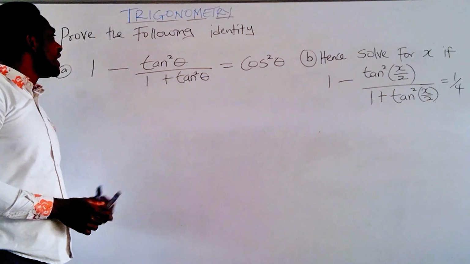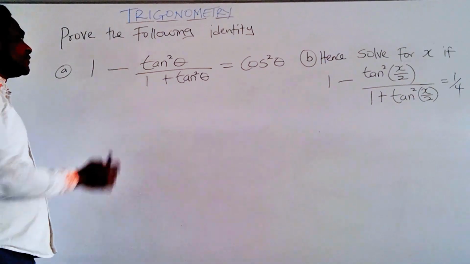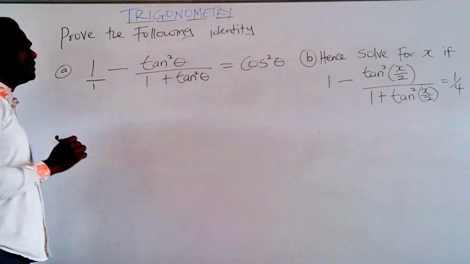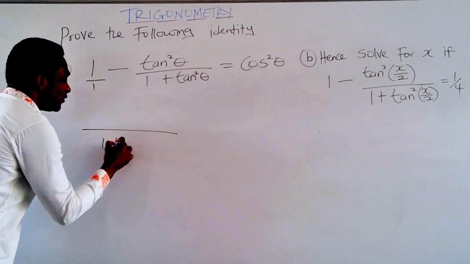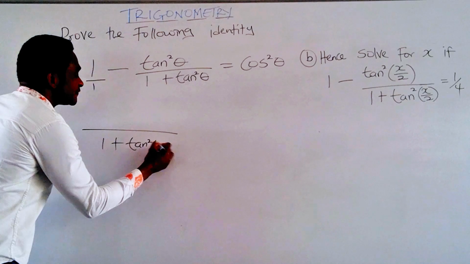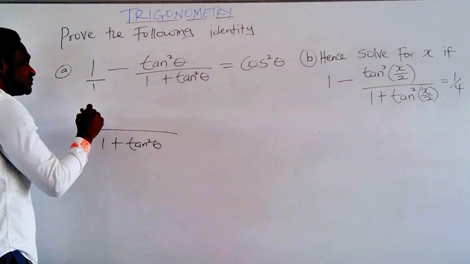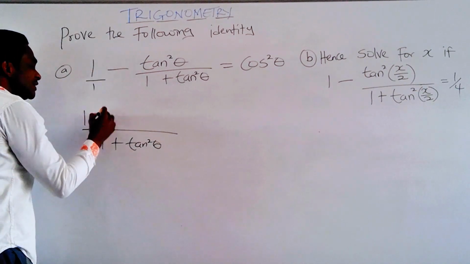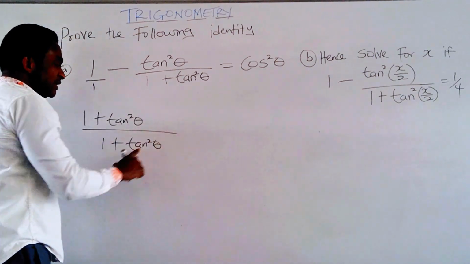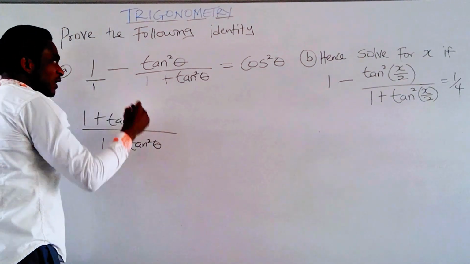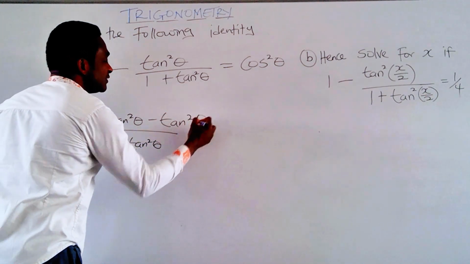Let's get into this. I have 1 minus tan squared theta over 1 plus tan squared theta. Because I have a fraction here, I'll make everything a fraction and take the LCD. The LCD for this is 1 plus tan squared theta. 1 into tan squared theta is also 1 plus tan squared theta, and when you multiply with the numerator, you also have this. The denominator divided by itself is 1, multiplied with the numerator, you have tan squared theta.